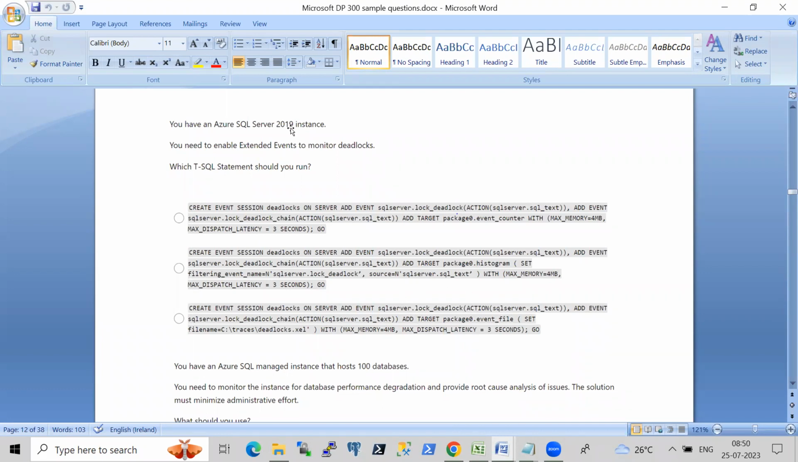If he asks the same question on Azure SQL or Azure MI, then what will be our answer? Because files will not be there, right? Will we have the option of file? If so, where should I store that file? We don't have the operating system, right? Here we are saving it on C:\traces deadlock. We are saving this information with a set file name equal to some operating system location. We don't have the operating system on MI or Azure SQL. In such a case, what will be your answer?